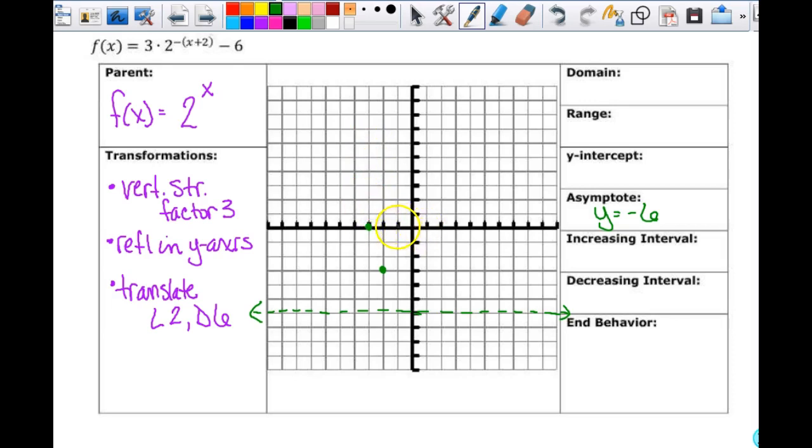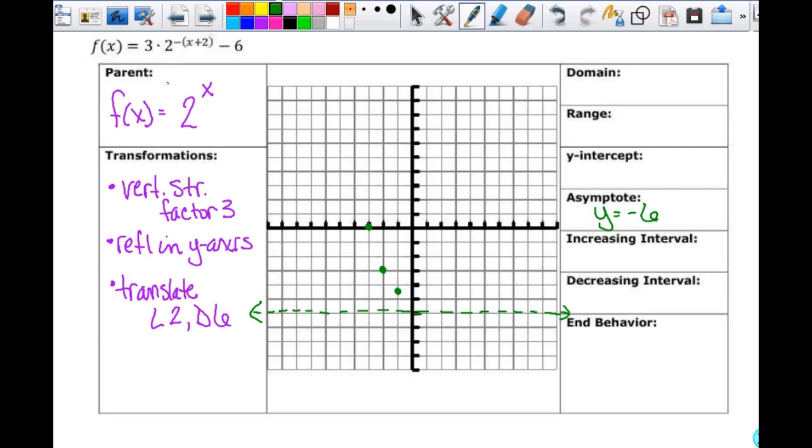Then when I'm at negative 1, y is 1/2. So I have a vertical stretch by a factor of 3, which would be 3/2, which takes me right there. I reflect on the y-axis, translate to the left 2, and down 1, 2, 3, 4, 5, 6.